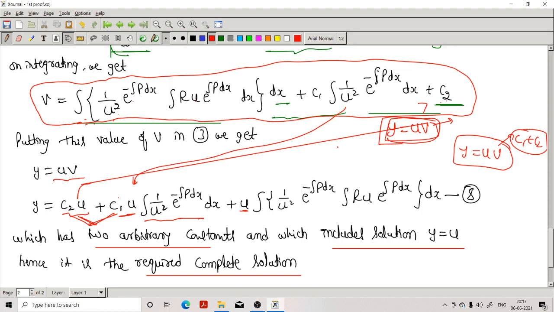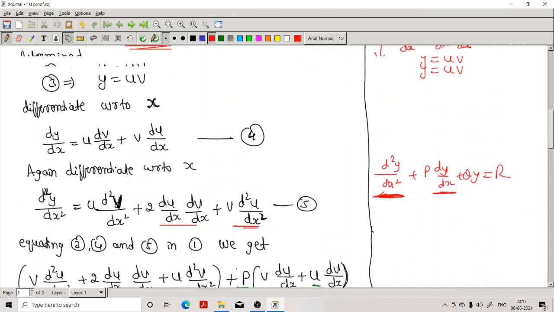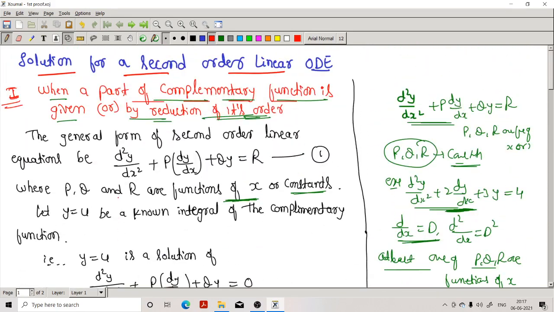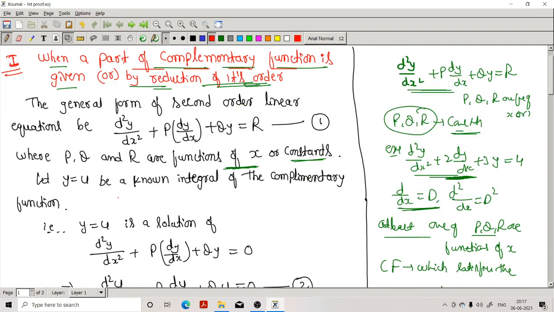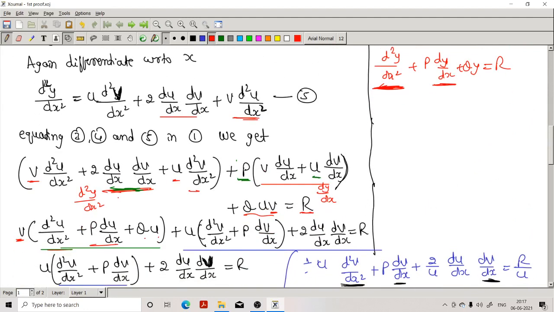Just revising this, you must remember 3 to 4 steps. If you solve a second order linear differential equation, whenever you know a part of CF, first you have to convert to standard form, and then find out the value of u. You must know it, or in the question itself they will give that this is a part of the complementary function.